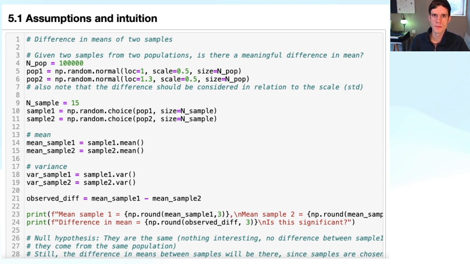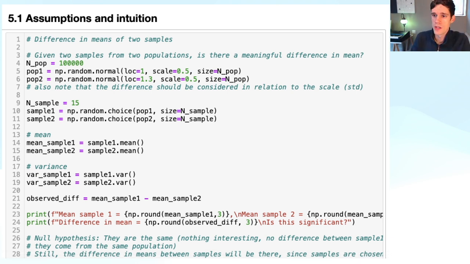And the third reason is that because we have so much control over our data, because we generate it ourselves, at the end of the lesson, we will play around with the parameters to showcase scenarios that really exhibit the power and strength of the p-value, but also crucially, where the p-value fails. So let's get into the code.